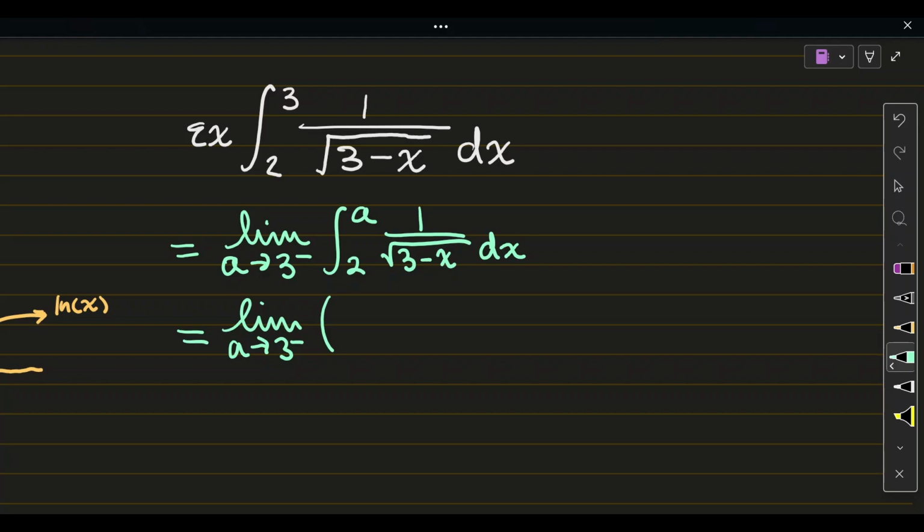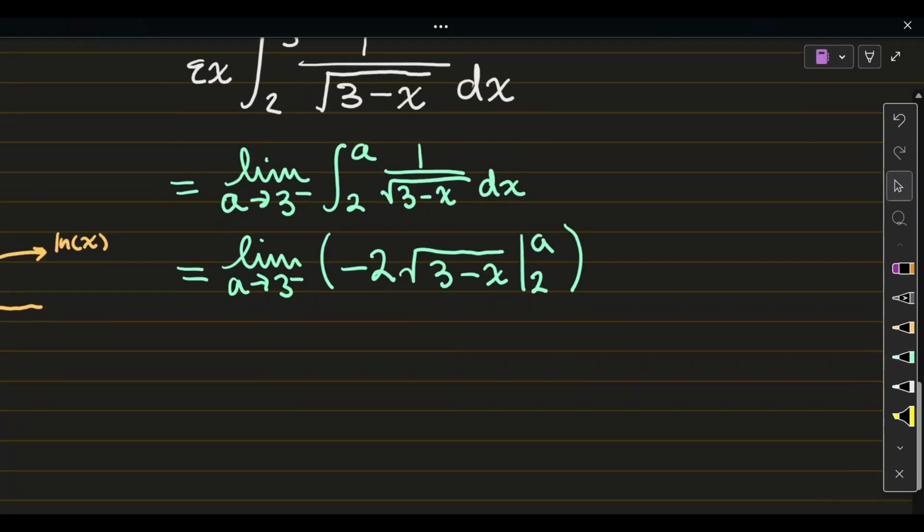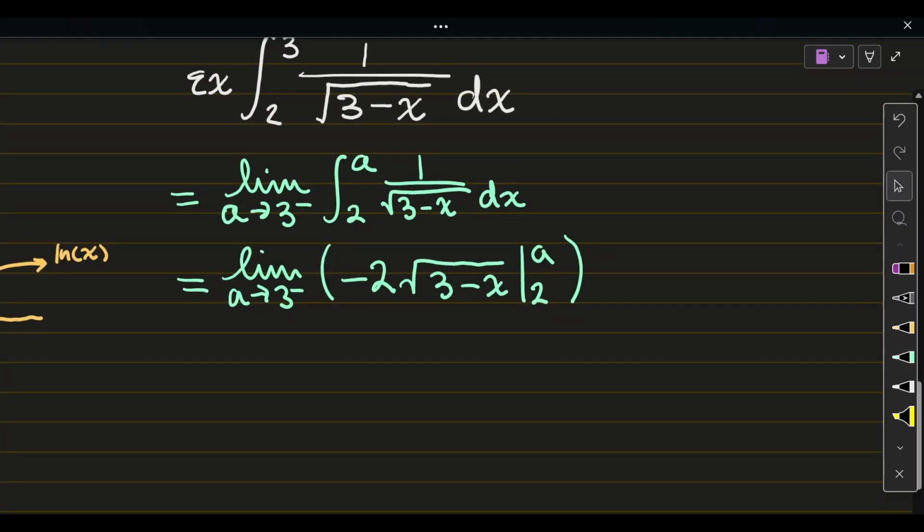It's easily verifiable by a u substitution that this is going to evaluate to negative 2 times the square root of 3 minus x, evaluated from 2 to a. And I'm not focusing on the details of that u substitution because I'm more focused on the topic of improper integrals. Now, I can evaluate this limit after I go ahead and do this evaluation.